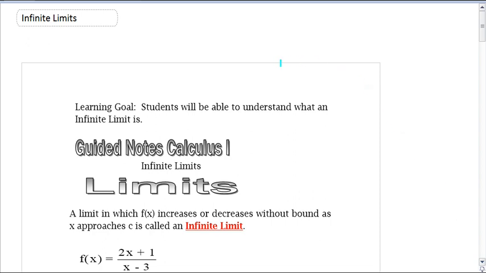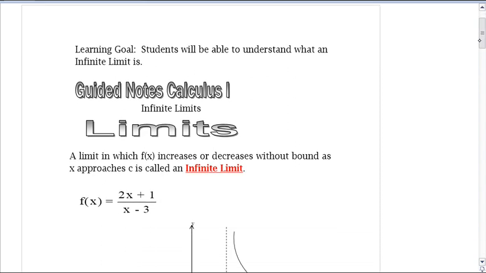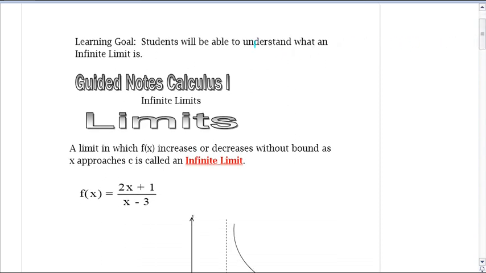Okay, today we're going to take a look at infinite limits. I know it sounds scary, don't worry, it won't be too bad. So let's go ahead and start. Students will be able to understand what an infinite limit is. And my goal is a little bit further. I'm going to stretch that to also know how to solve them.